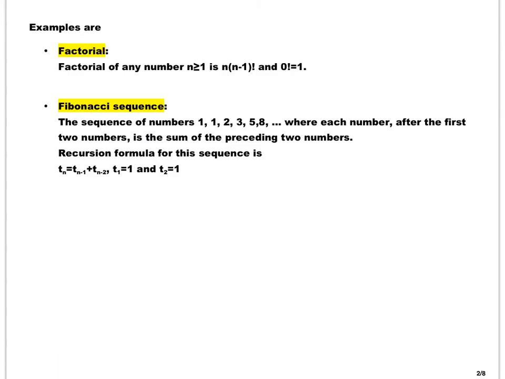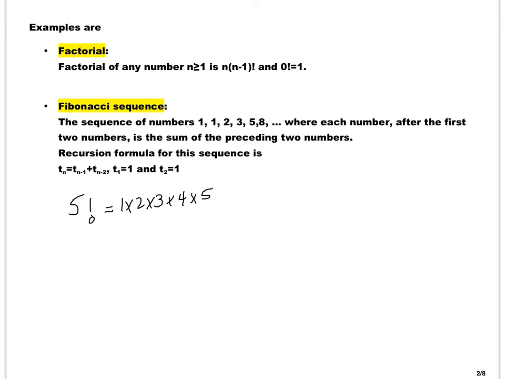Two examples in math which are using recursive definitions are factorial and Fibonacci sequences. Let's talk about factorial of a number. By definition, factorial of a number is defined first of all with the symbol exclamation. Let's say 5 factorial is written like this. It is defined as 1 times 2 times 3 times 4 times 5.